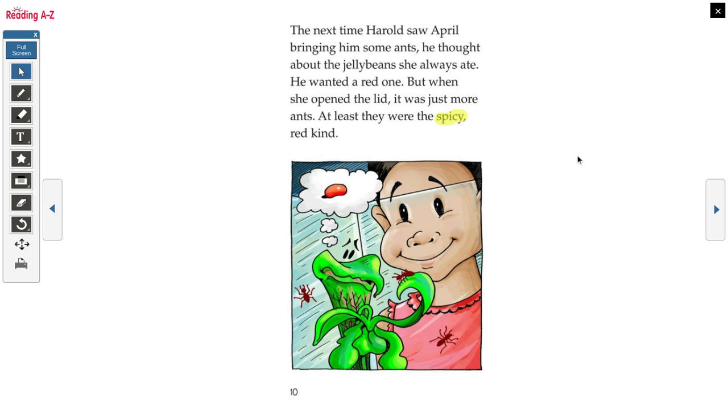All right, so we're going to stop the story there. If you would like to finish reading the story, you can always go on to Raz Kids. You can go into your reading room and you can search for this book.